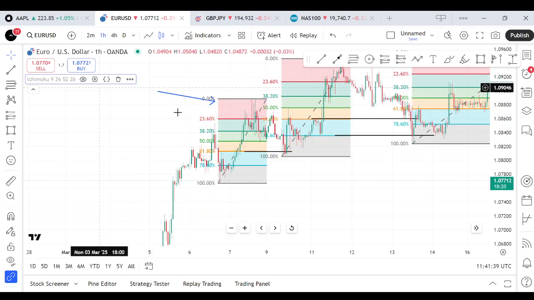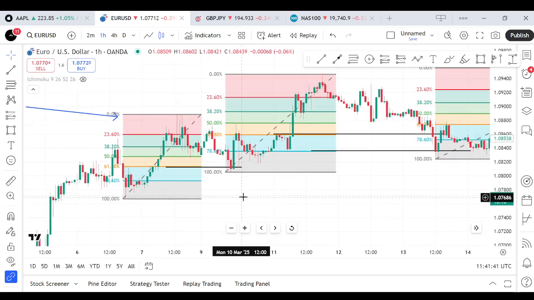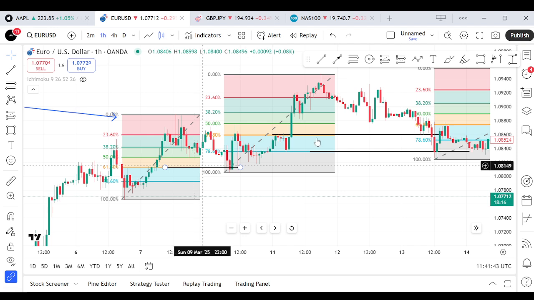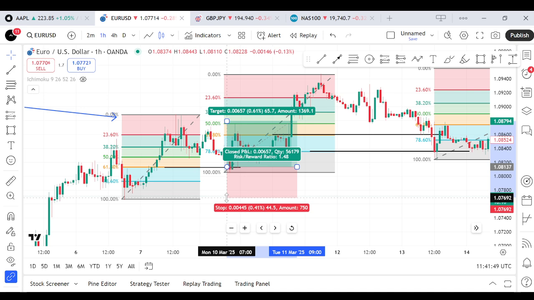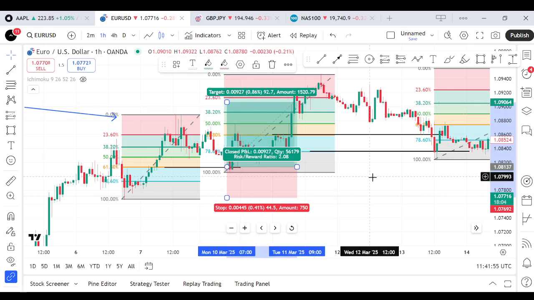So I'm just going to remove this, and you see our support levels here. We have this is 61.8%. So if you're looking to take a buy trade from here, you can just take one here and stop loss at the 100%, take profit at the 0%. Just target a fixed risk reward ratio of 1:2.